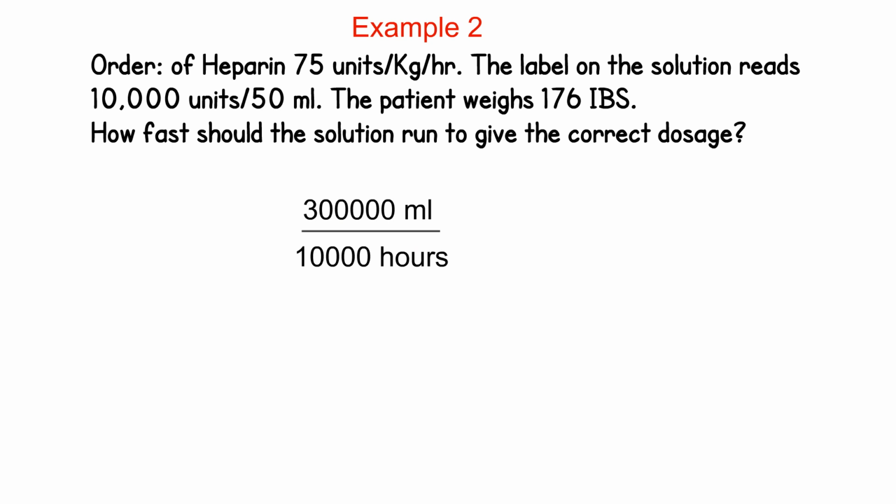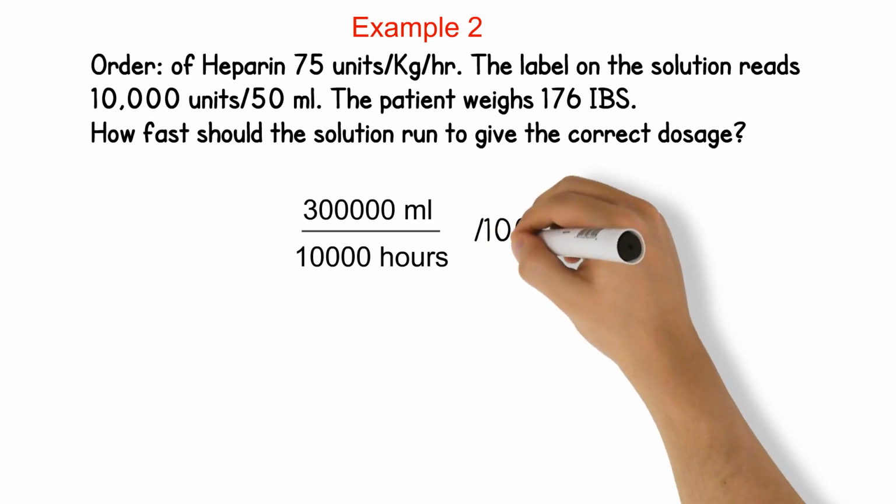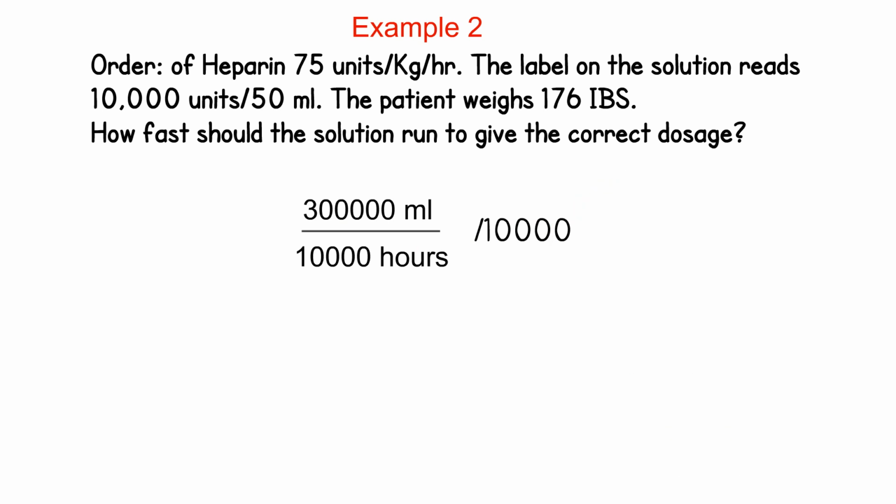Just remember, we want to figure out how many mLs it is in 1 hour. And we get that by dividing by 10,000. So when you divide the total ml and total hours by 10,000, you get the answer of 30 ml per hour. And that's how you solve a heparin drip when you have to figure out the units per hour by using the patient's weight.